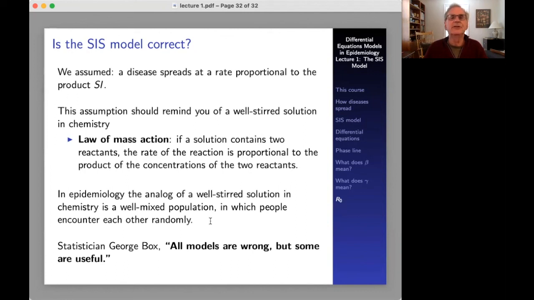There are other models used in epidemiology that attempt to get around this, but they're much harder to deal with. The English statistician George Box once said, all models are wrong, but some are useful. And that's true of the SIS models and the other differential equation models that we're going to see in this course. They are not exactly right when you delve into it, but they're pretty good, not 100% good, but pretty good in practice. And that's why they're used in practice.